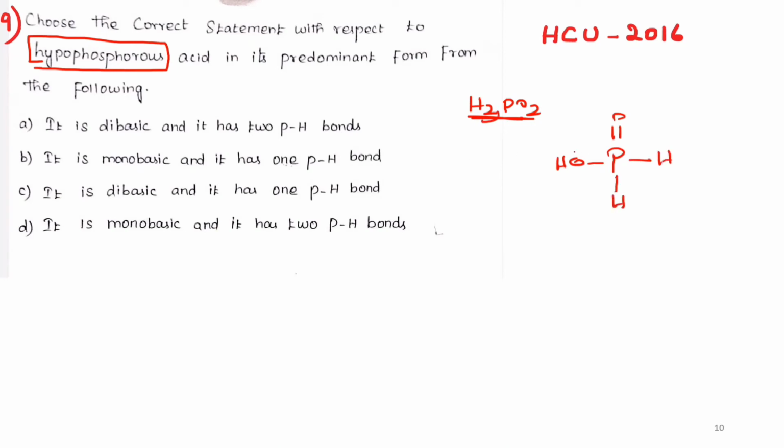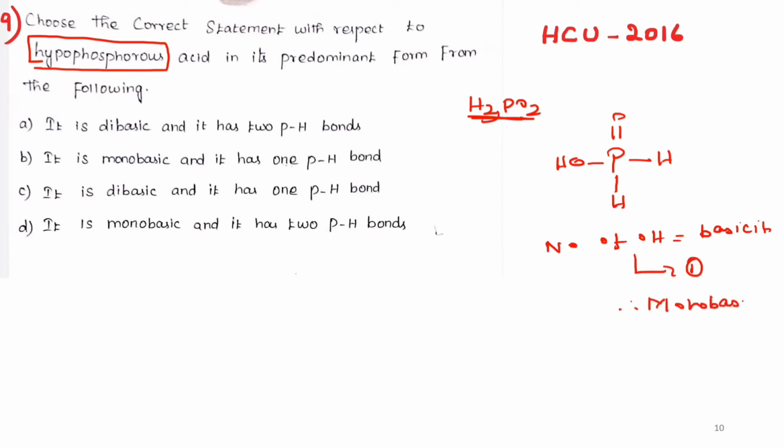Now read the options. The number of OH is equal to the basicity. Now, how many OH? Only one OH. Number of OH equal to 1. Therefore, this is a monobasic acid. Very simple.